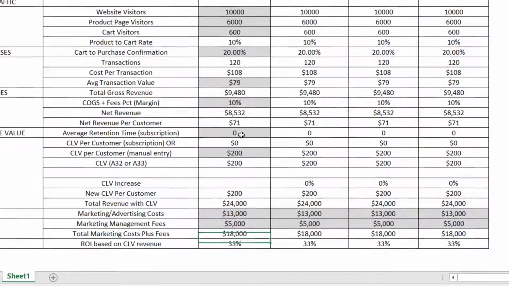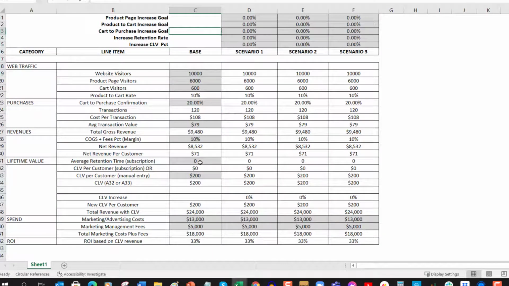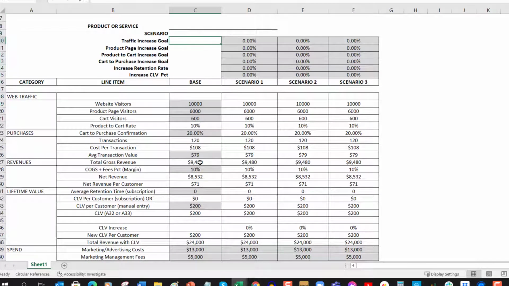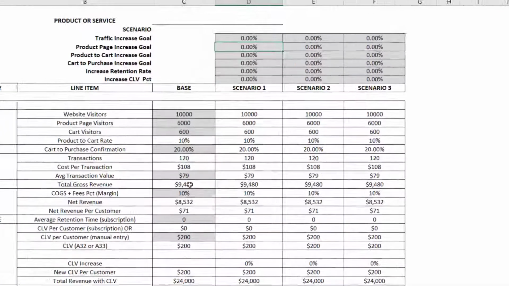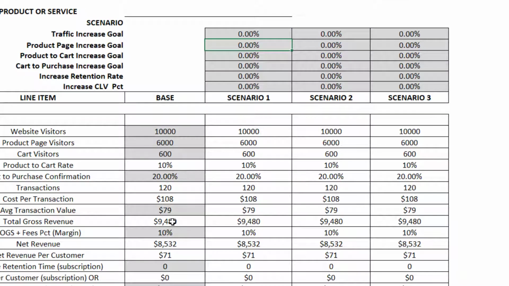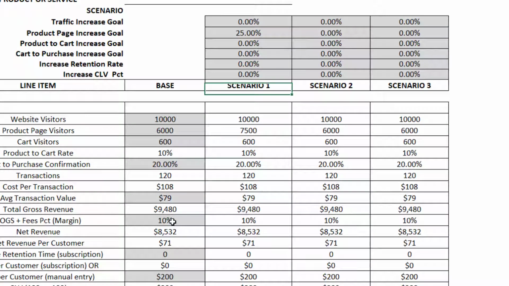Let's see if we can improve that. So as everything is brought across here, we can play around with all these scenarios. Let's say we get more people. Let's say the website traffic is the same, but we get more people visiting your product pages because of message optimizations and things like that. Let's say it's 25%. So what you see is the product page visitors go up to 7,500. All the other metrics are the same, right? Because the cart visitors are still the same. Just because more people visited the product page doesn't mean anything unless more people add to cart and buy.